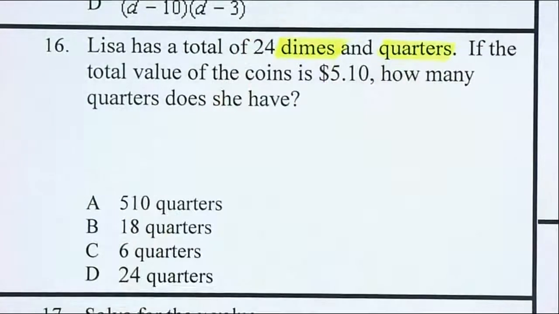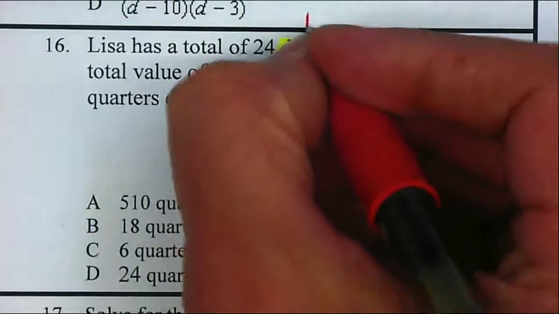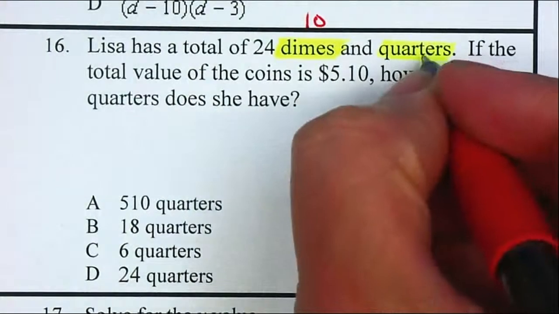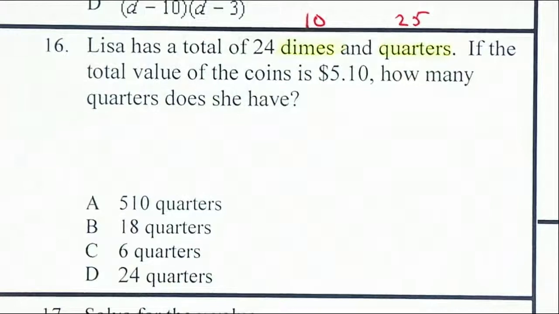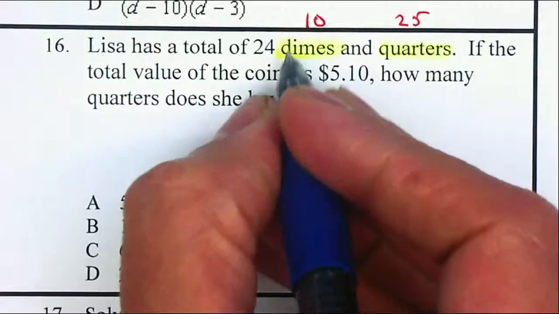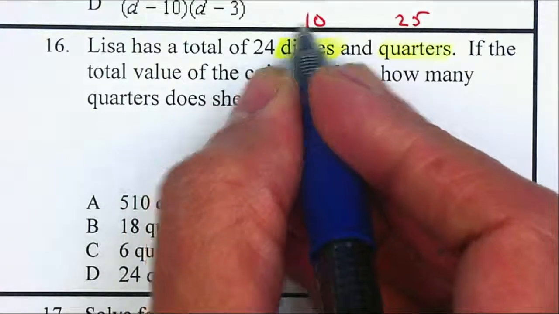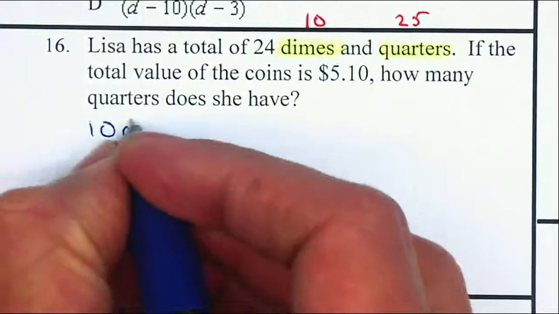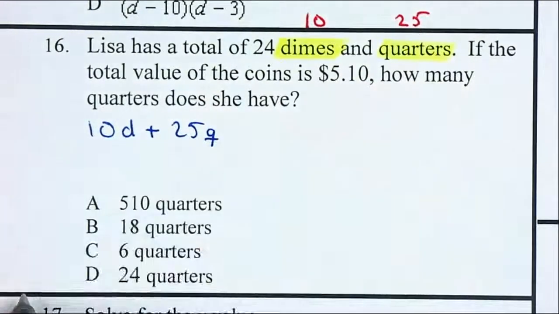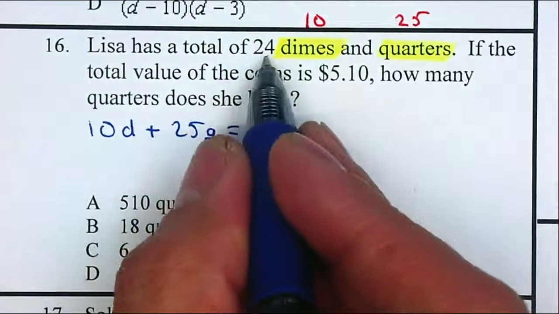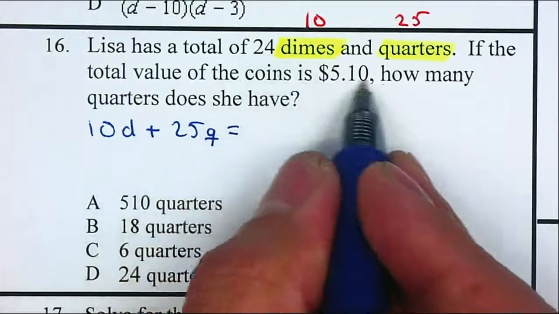So therefore, we're going to need two equations. The first equation will be pennies, pennies, pennies. How many pennies in each dime? 10. How many pennies in each quarter? Correct, 25. Now, I don't want to use decimals, so instead of 0.10, I'm just going to use 10D plus 25Q for quarters. And how many pennies does she have total? Not 24. 24 is how many coins? But 510 pennies.